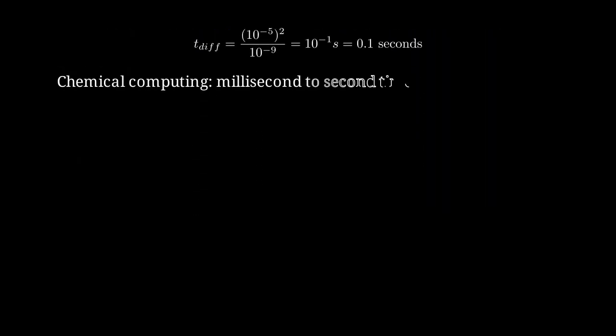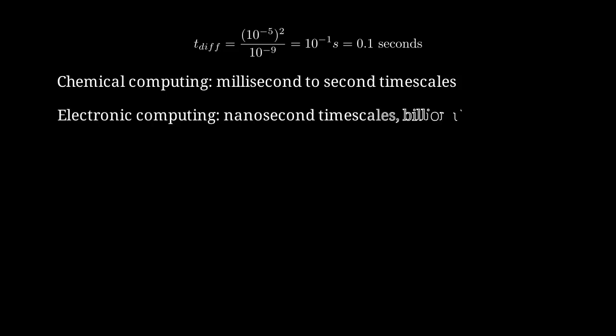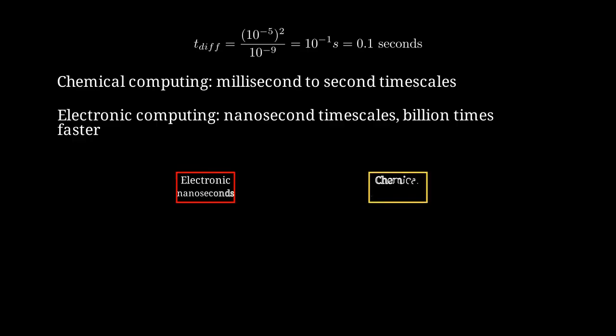Chemical computing operates on millisecond to second timescales, vastly slower than gigahertz electronic processors. Electronic computers work at nanosecond timescales, making them roughly 1 billion times faster than chemical systems. This 9 order of magnitude speed difference is the major challenge for chemical computing.